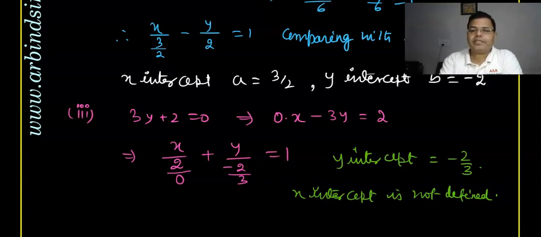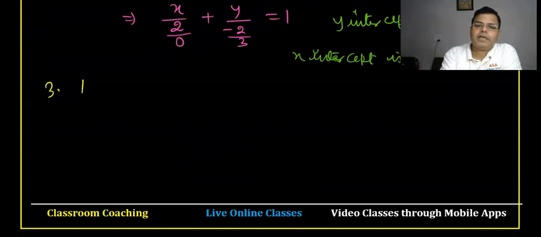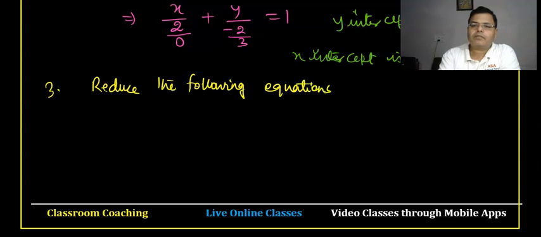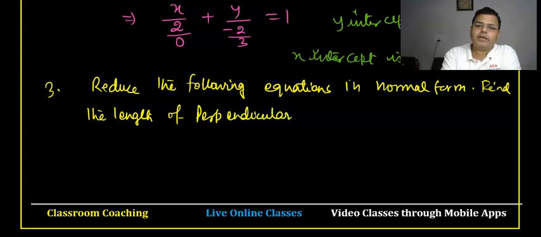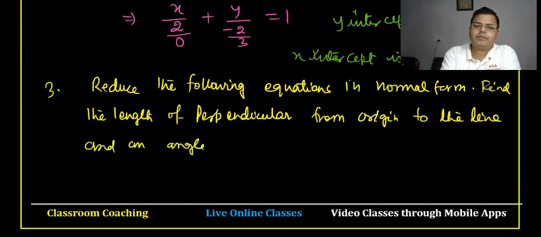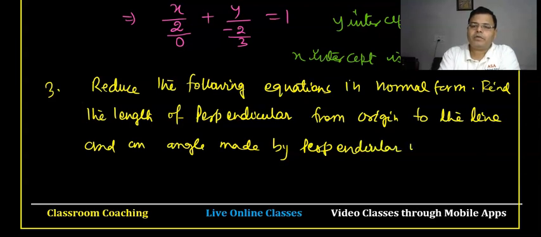Now some more questions I would like to discuss. Question number 3: reduce the following equations into normal form, find the length of the perpendicular from the origin to the line, and the angle made by the perpendicular with the x-axis.